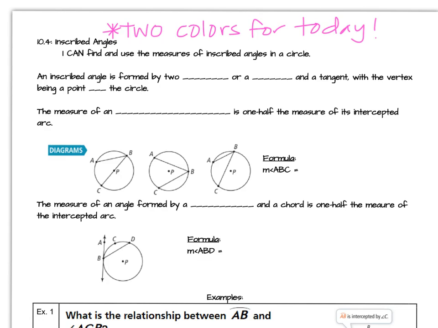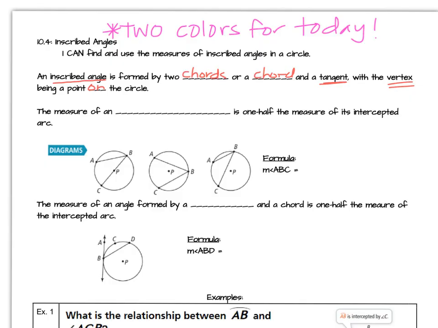We're skipping over lesson 10.3 and moving to 10.4, inscribed angles. An inscribed angle is formed by two chords. If you remember, chords have endpoints on a circle, but don't necessarily go through the center, that's a diameter. Or it can be formed by a chord and a tangent. The key thing here is the vertex of your angle is actually on the circle.